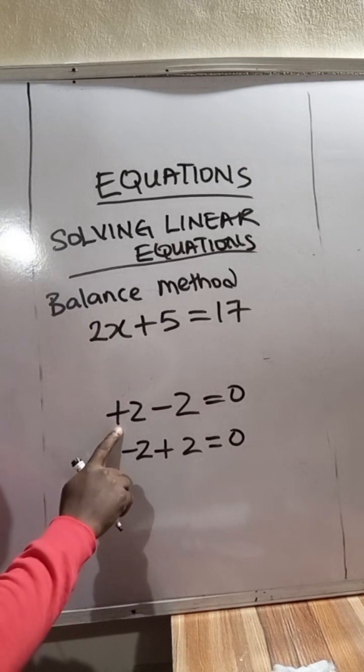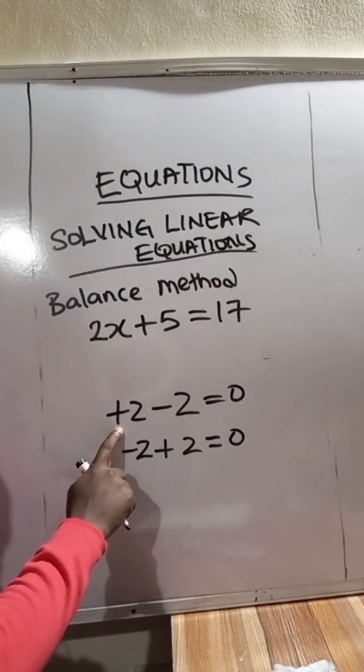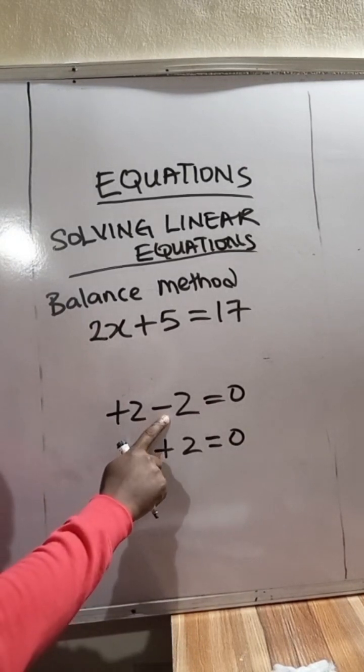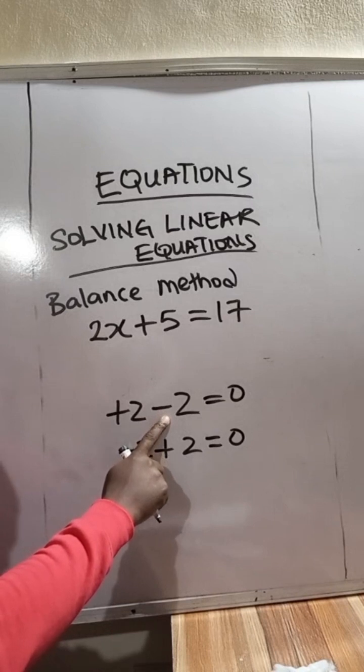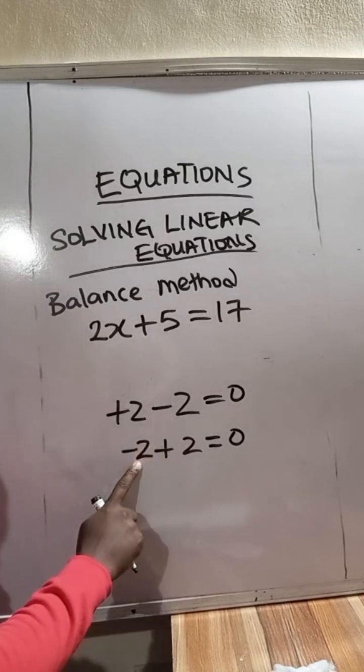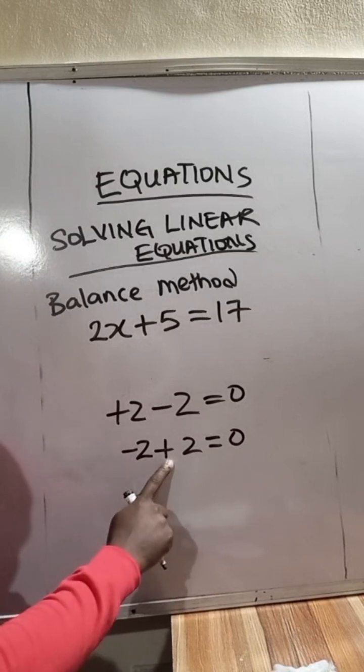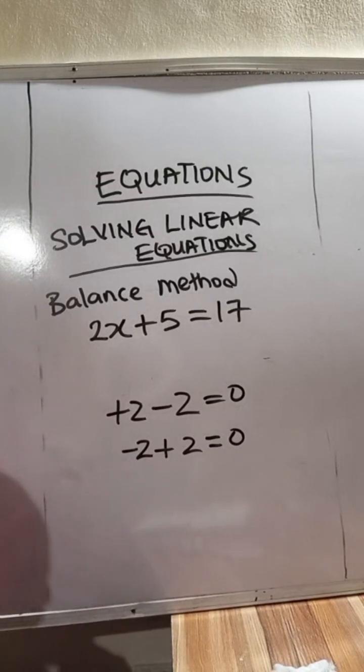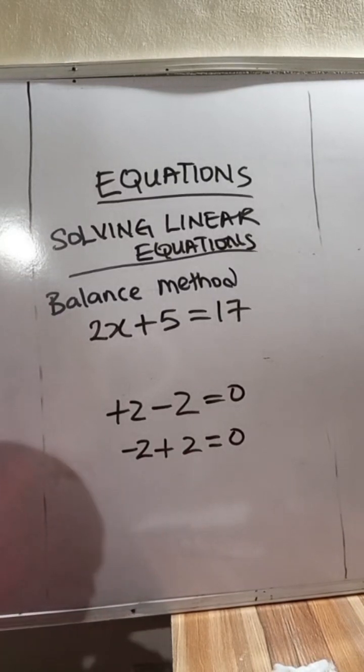So if I have a plus 2 and I want to turn it to 0, I will simply introduce the opposite, which is minus 2. If I have a minus 2 and I want to turn it to 0, I will simply introduce the opposite, which is plus 2. So once you have a value and you want to eliminate it, all you need to do is introduce the opposite of that value.